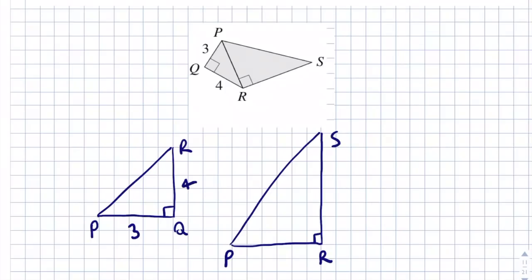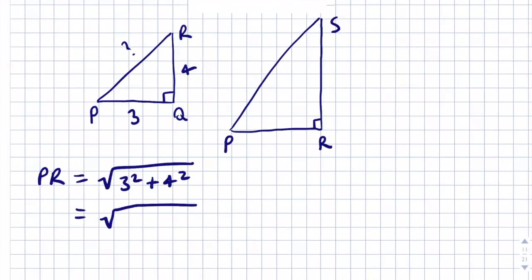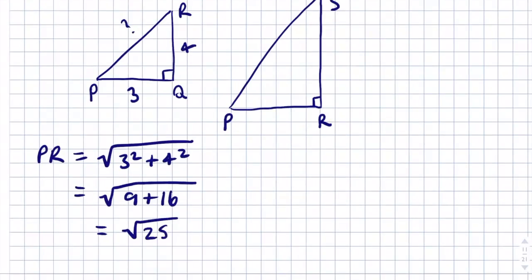Right, so you should be able to see that the length PR is on both of the triangles. And we can calculate PR easily, because for this triangle, PQR, it is our hypotenuse. So we can use Pythagoras to work out that length. So we can say PR is equal to the square root of 3 squared plus 4 squared, square root of 9 plus 16, which is square root of 25, which is equal to 5.